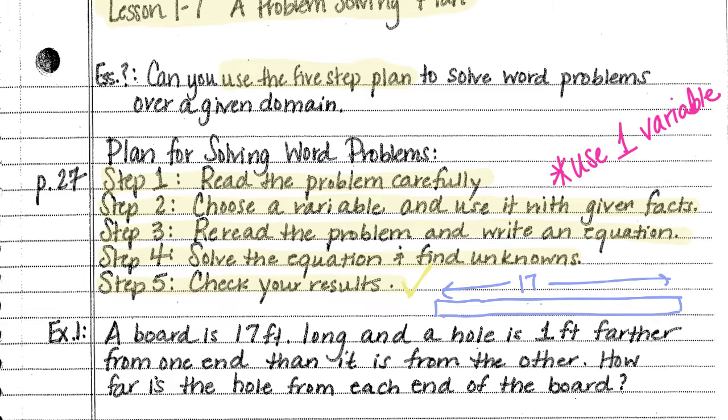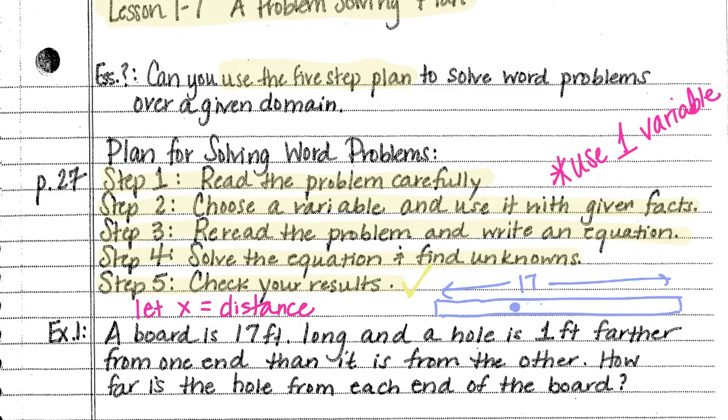It says a hole is 1 foot farther from one end than it is from the other. So we have two ends, and let's draw a hole. We know it's 1 foot farther from one end than it is from the other. So let's go through step 1. It says, read the problem. Well, the problem asks for the distance of the hole from each end. So let's let x equal the distance of the hole from one end.